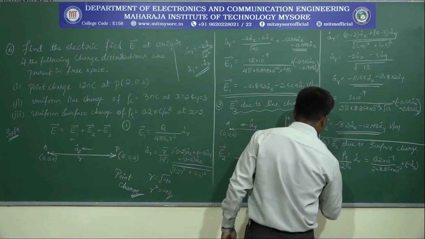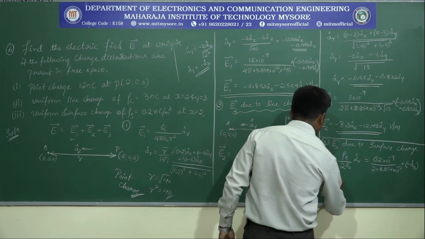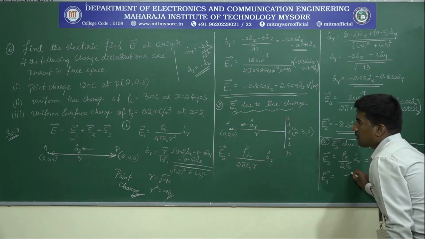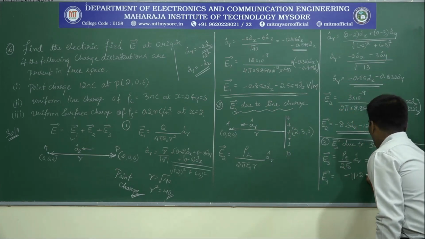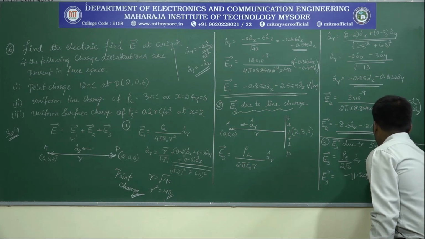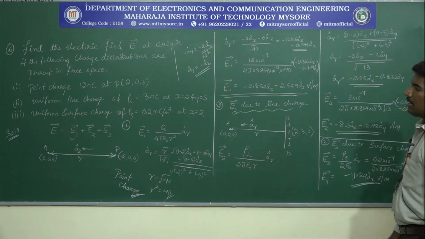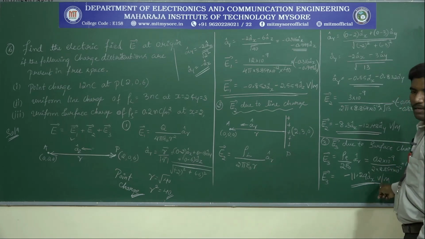Only this much. After solving this, E3 is given by minus 11.29 a cap x volt per meter.